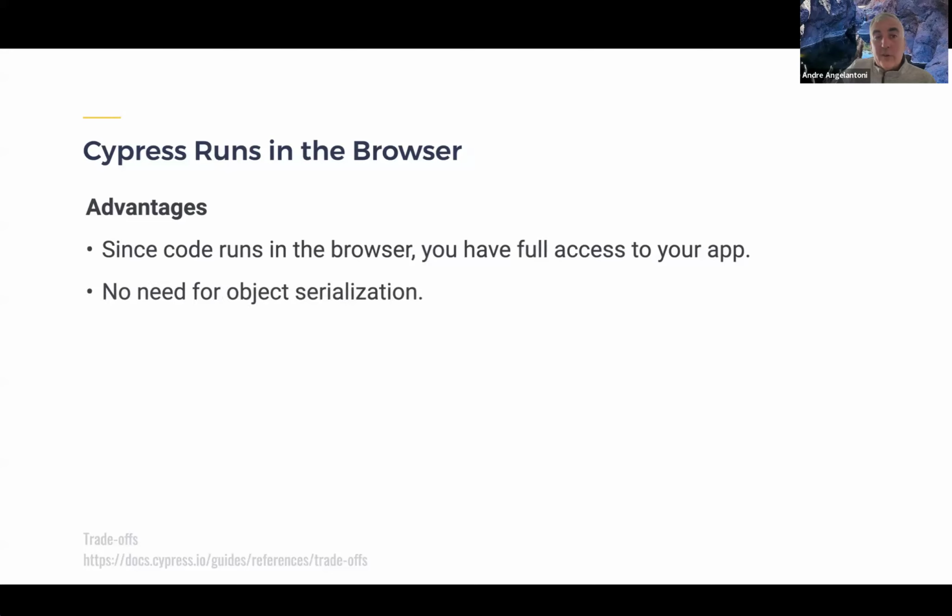No need for object serialization. So some tests become a lot easier. You just inspect the object and it's right there. And it's impossible for Cypress to miss elements.